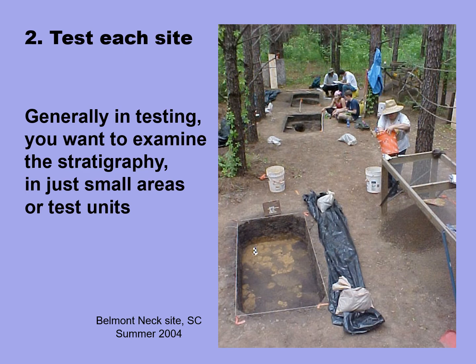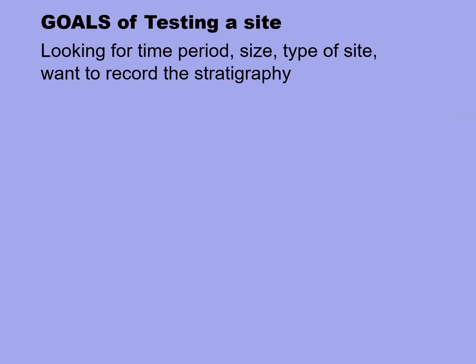The second stage in archaeological investigations is to test the sites that you have found. Generally, in testing, you want to examine the stratigraphy in just small areas or test units. Here you see 3 small test units on top of a mound in central South Carolina. The goals of testing a site include figuring out the time periods that are represented, the size of the site, the type of site, and of course you want to record the stratigraphy, finding out whether you have multiple time periods buried one underneath another.